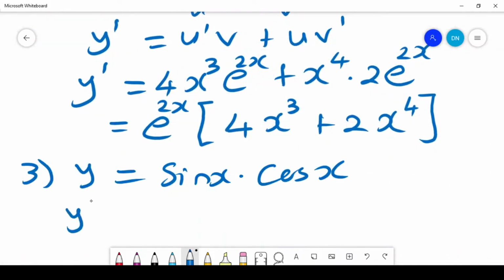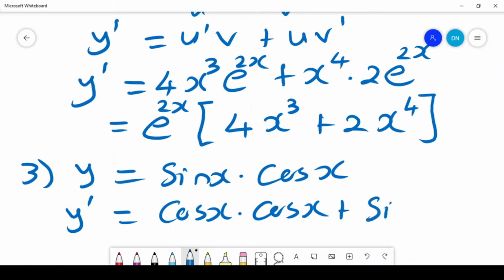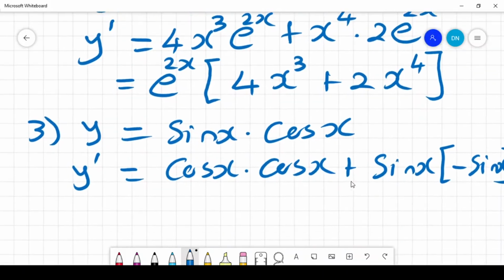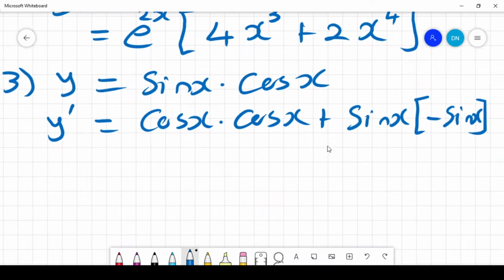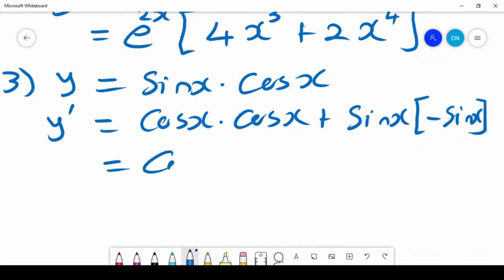And therefore, the first derivative is: I differentiate sine, I get cos, then I multiply with cos x, and then I keep the sine x, and then I differentiate cos, I get negative sine x. So that would give me that, and you could go ahead and multiply them out. Therefore, that will give me cos squared x minus sine squared x.